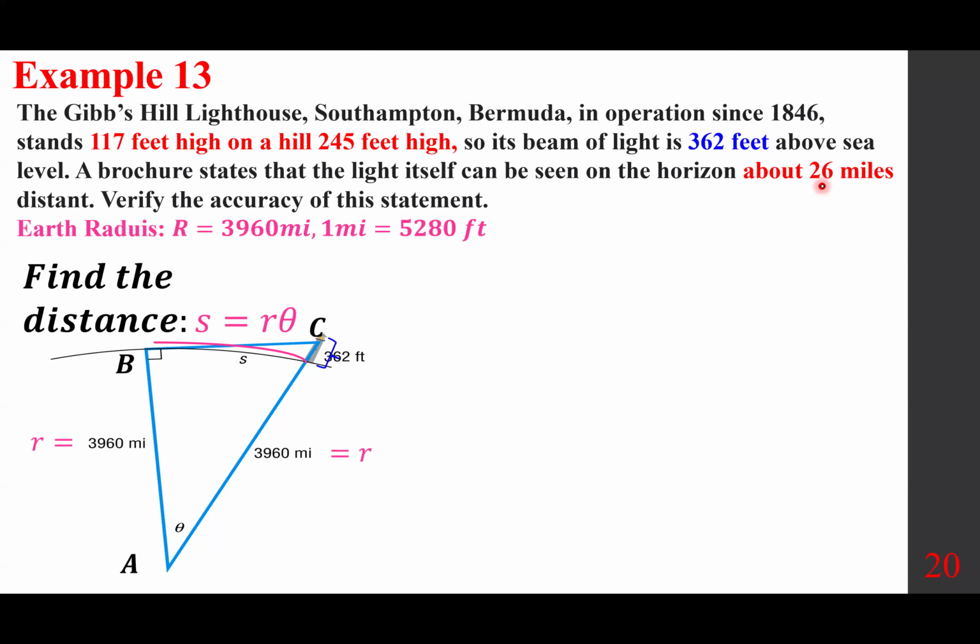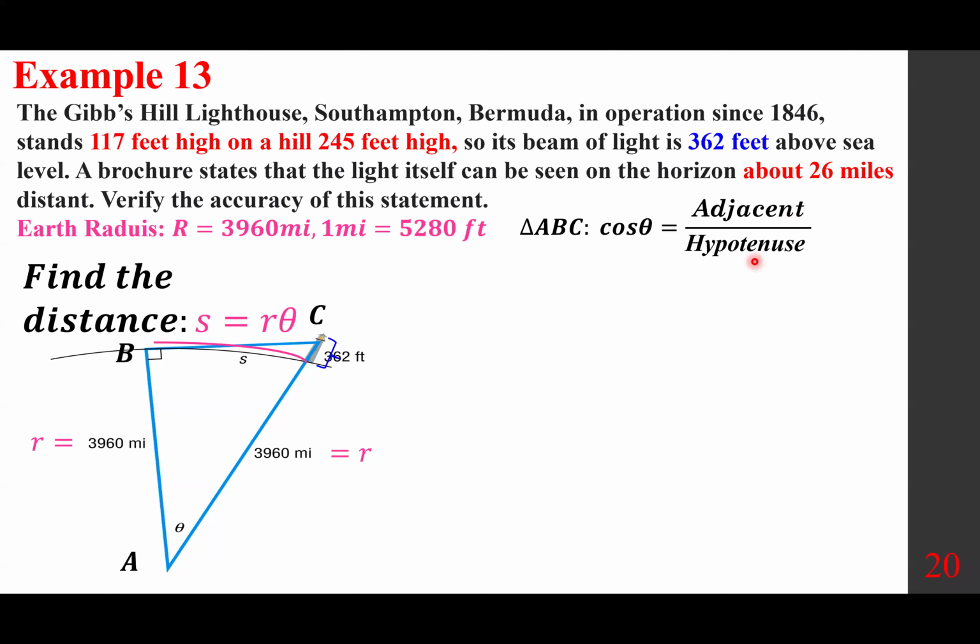If we look at this triangle ABC, this is a 90-degree angle, okay, everybody? In order to find S, we need theta. In order to find theta, we are going to go with this triangle and say cosine theta is the adjacent over hypotenuse.